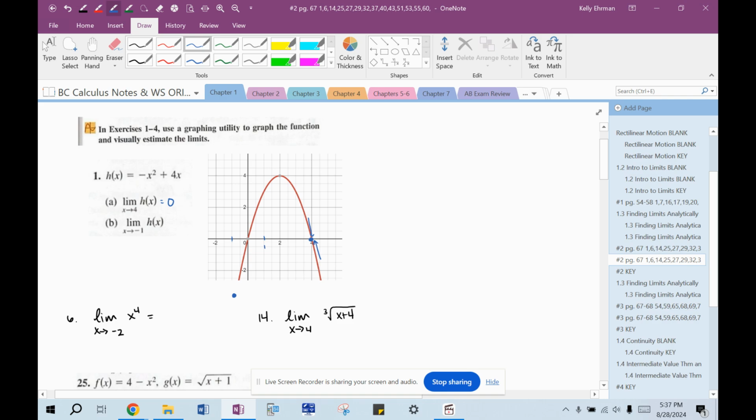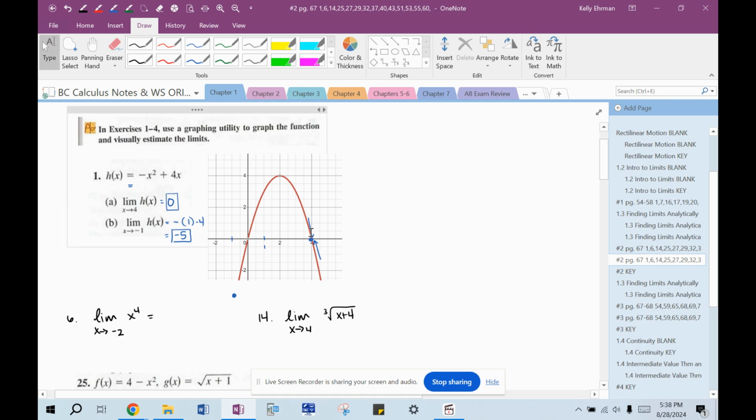So I am going to say that I can just plug in negative 1 here. So that's going to equal negative 1 squared is 1, and then plus 4 times negative 1 is minus 4. So that should be negative 5. Remember, negative x squared is always negative. You square the number, and then you multiply by negative 1. Okay, so that answer is negative 5, not 3, like I had before.